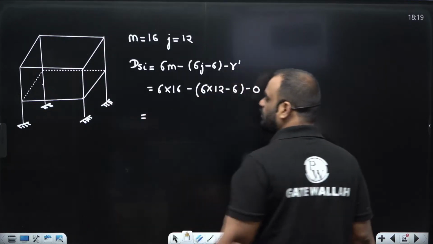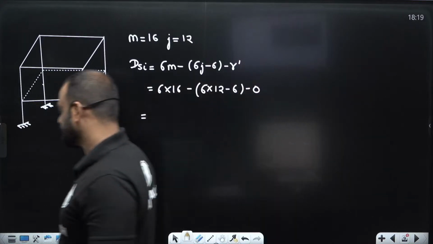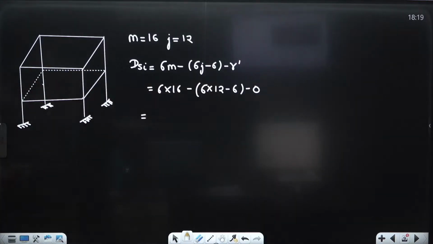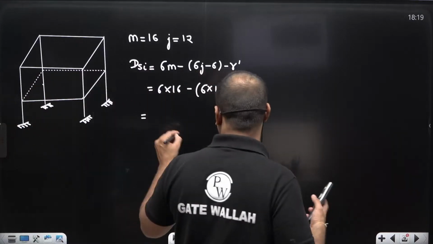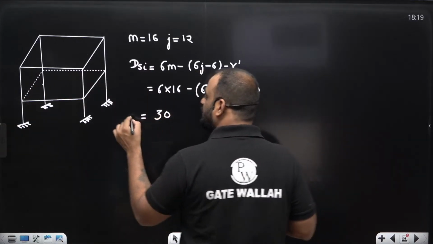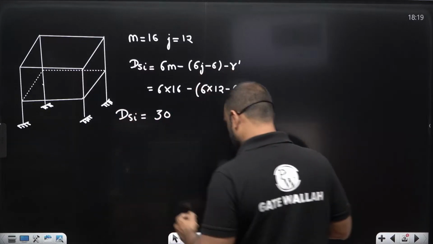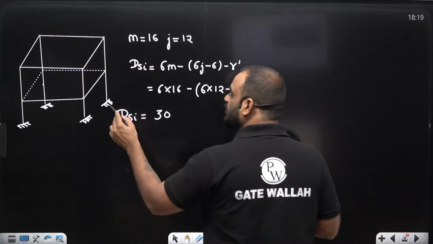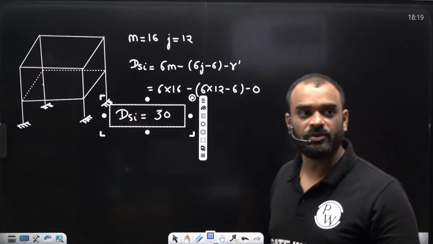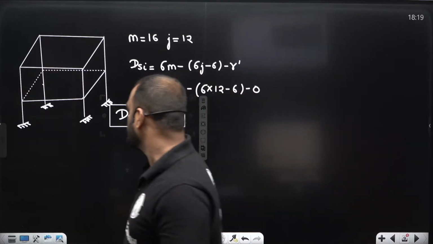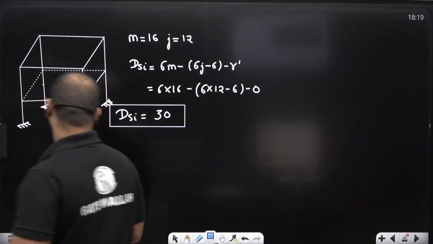So kindly calculate it. How much are you getting, guys? Please write down 6 into 16 minus 6 into 12 minus 6. So how much are we getting? 30. That means the value of DSI is equal to 30. This value is coming around 30.